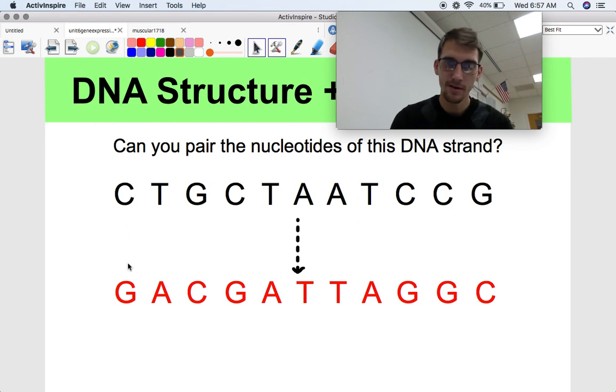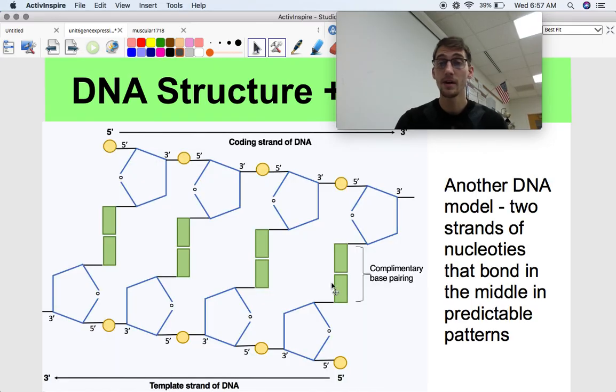Okay, check it out. Car goes in the garage, apple goes in the tree, car goes in the garage, apple goes in the tree, all the way down here, so that each one matches up and forms the complementary pair with the other strand. Now, this is going to become very important when we talk about replication.